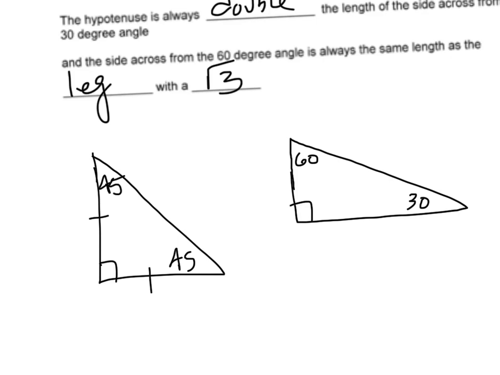And there's a shortcut here. Most people will refer to this as x, x, x root 2. And then for the other triangle, this would be x, 2x, and x root 3.